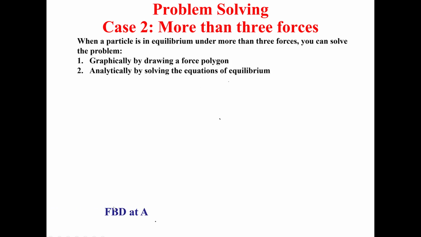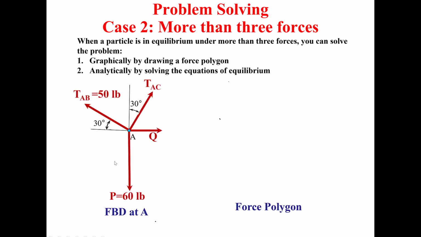So first I'm going to start with the free body diagram, okay? Suppose this is a free body diagram, meaning that I was able to get the point of interest A and the forces acting at this point. I have force P, 60 pounds down, a force Q horizontally, a tension TAC making 30 degrees with the vertical, and another tension making 30 degrees with the horizontal, which is 50 pounds. Now I need to determine the tension AC and the value of Q. This is now the free body diagram, because it locates all the forces acting on one point.